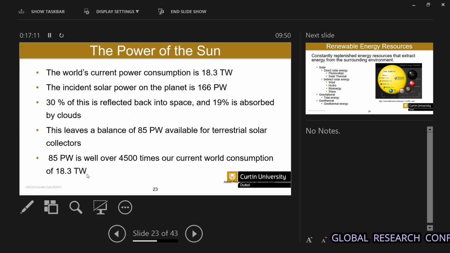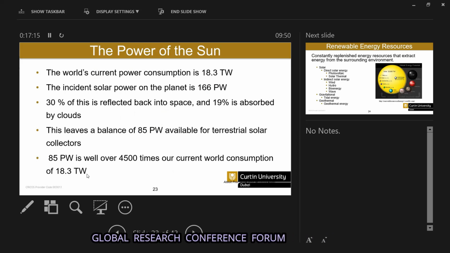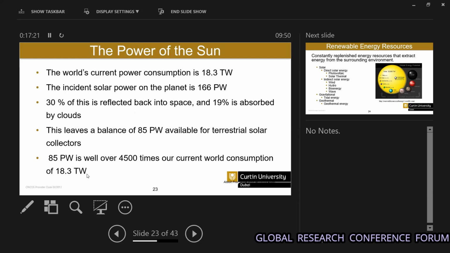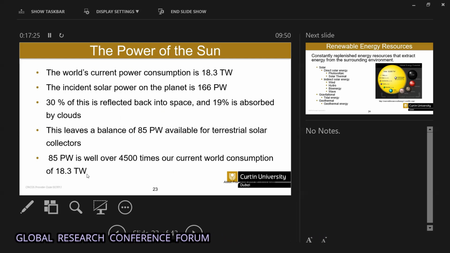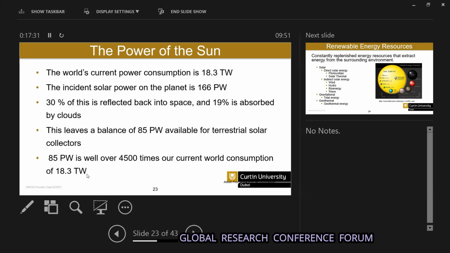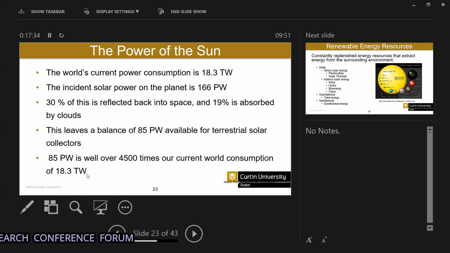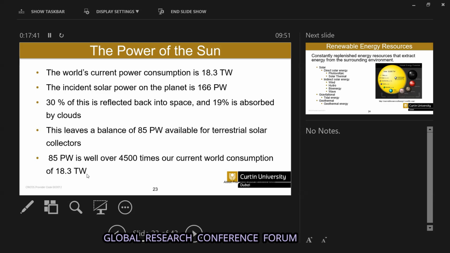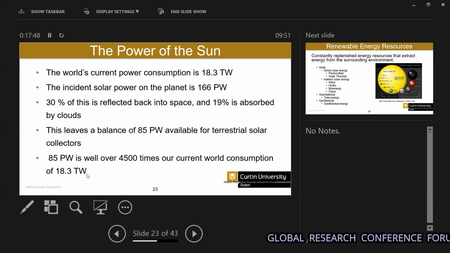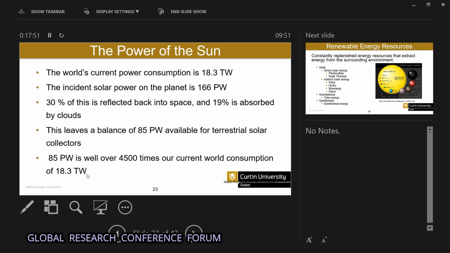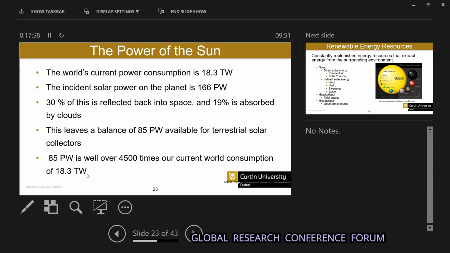When we talk about energy, we also talk about the power of the sun. Now, the world's power consumption is about 18.18 terawatt. 1 terawatt is 10 power 12 watts. But the energy that comes from the sun is 160 gigawatt. Gigawatt is 10 power 15 watts. Out of this 160, some is reflected, and 19% is absorbed by the cloud. So that means the balance of 85. This 85 is about 4,500 times more than the demand. So that means 4,500 times more energy comes from the sun. If we do that one properly, that will solve the problem.